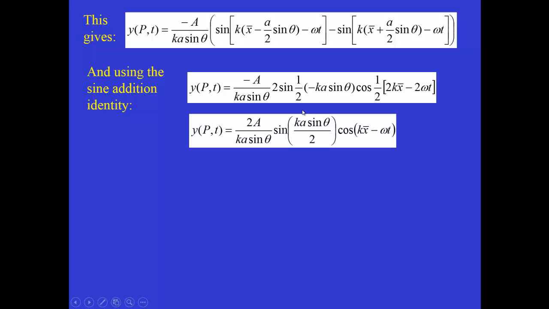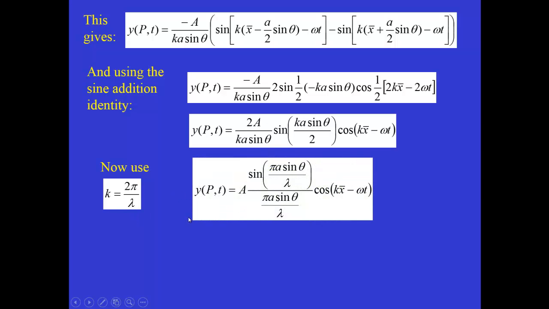So we end up with a term where the first term out in front of the cosine only depends on the angle theta, which is the location of the position on the screen where we're viewing the pattern. Cosine kx minus omega t, that's the familiar traveling wave. So if we use the definition for k so that we can get this expression in terms of the wavelength, we see that the wave resulting at point P is the amplitude A times the sine of this argument divided by that argument itself. So we end up with an expression that actually looks kind of simple.